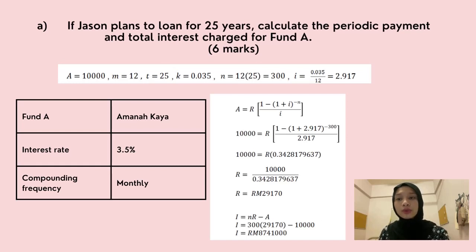After that, we need to search the total interest that is charged for Fund A. So the formula for interest is I equals nR minus A. So I equals 300 multiplied by 29,170 and minus 10,000. So the total interest is RM 874,1,000 ringgit Malaysia.